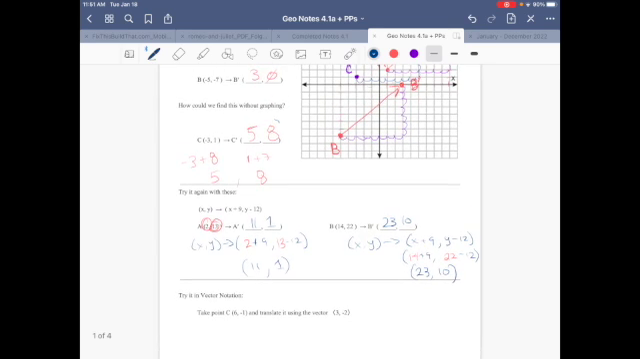So let's try it in vector notation, this last one here. It's the same thing. Remember, this is the same as x plus 3, y minus 2.